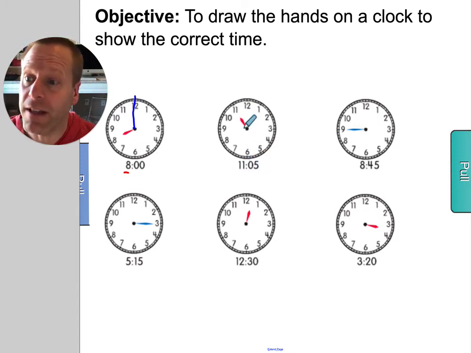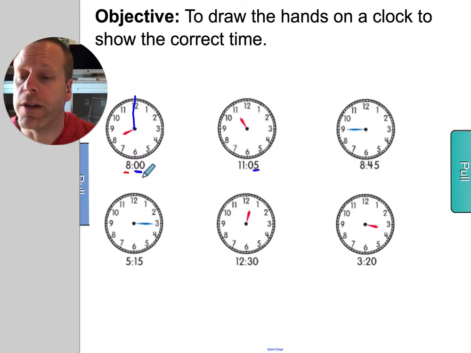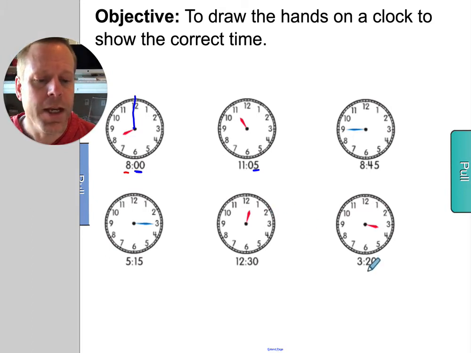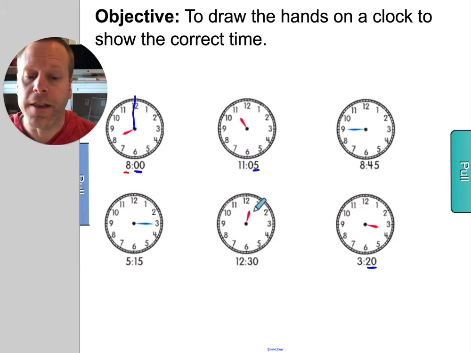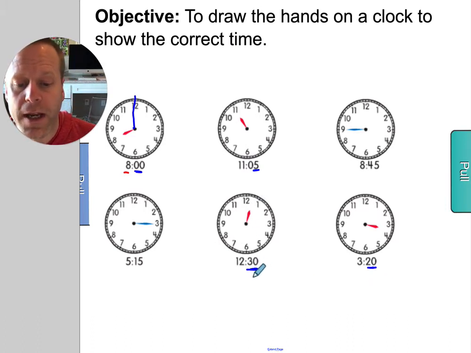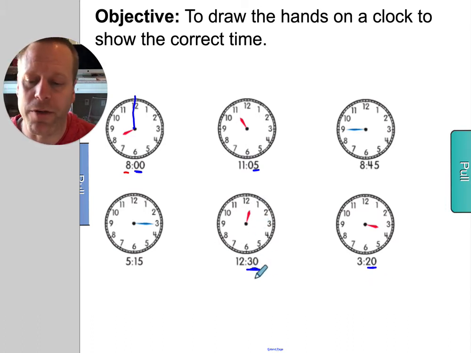11:05. They've done the 11. We have to show the 05 in this case, right? So just like over here, we did the blue minutes. We're going to do the blue minutes over here. Here's one where they've done the 3, but we have to do the 20. They've done the 12, but we have to do the 30.